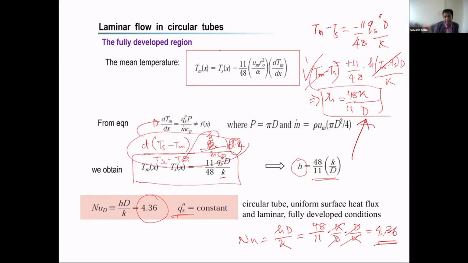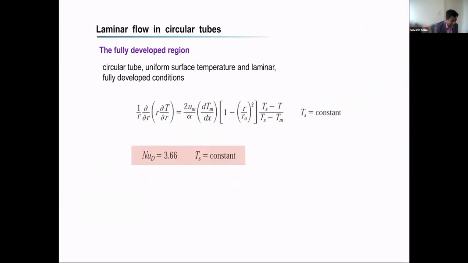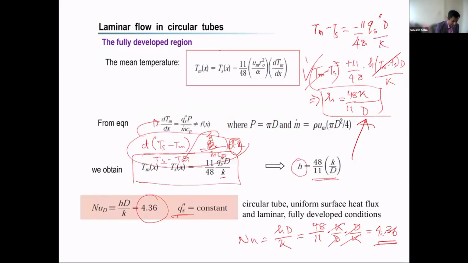But if it is not fully developed, then how to calculate it? So there are some correlations again, but that is 4.36 plus something. So that is coming here. That is for fully developed flow in a circular tube. For uniform surface temperature, we have Nusselt number 3.66. And we have 4.36 for the constant heat flux.